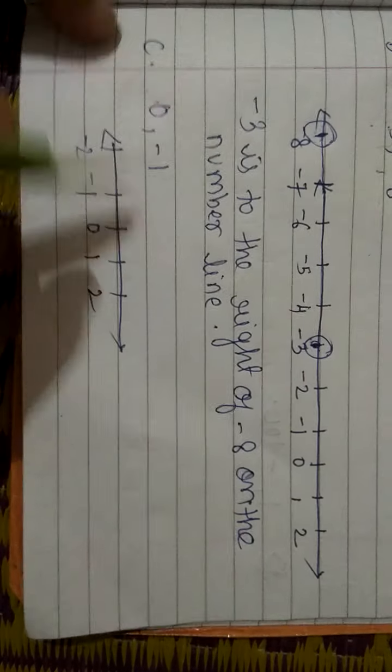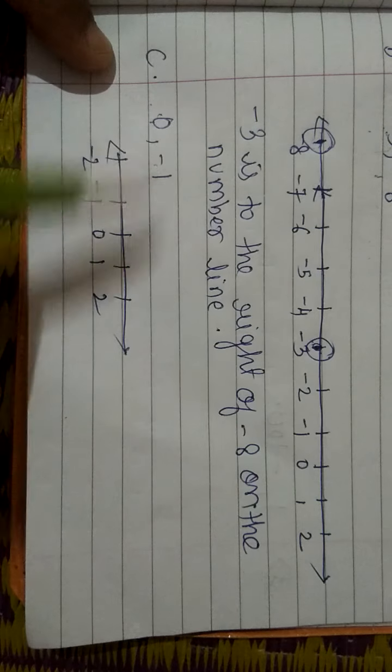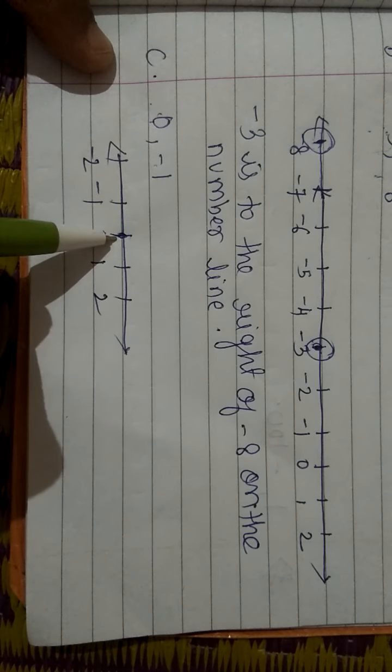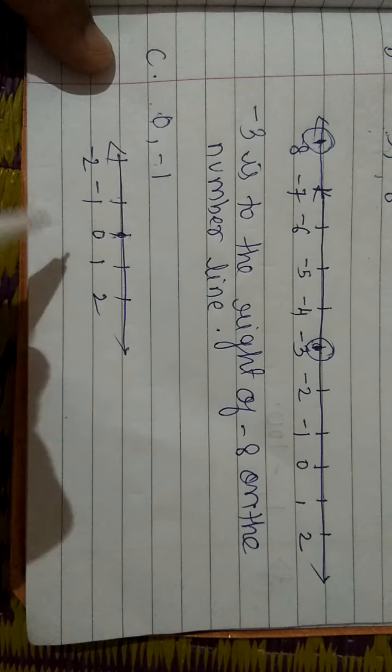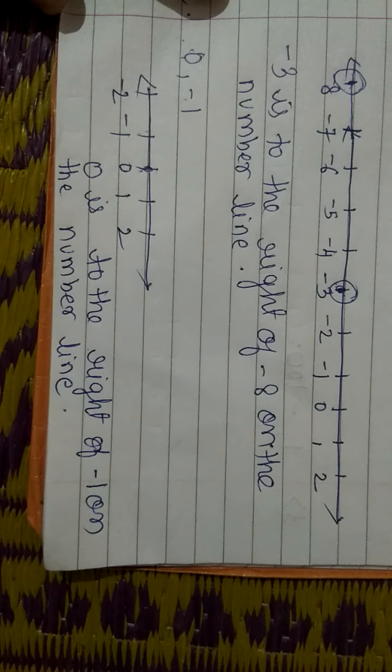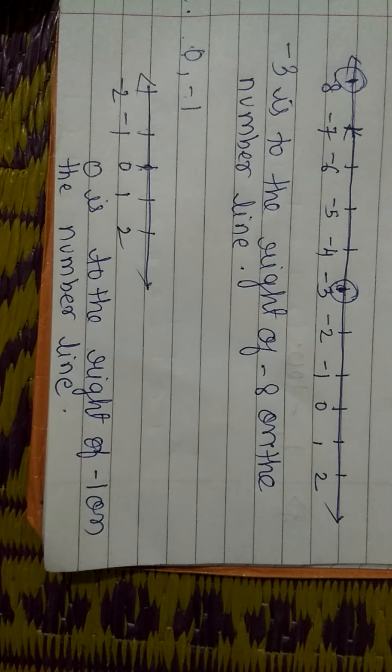Now children, if you compare 0 and -1, you find that 0 is to the right hand of -1. So here we will write children, 0 is to the right of -1 on the number line.